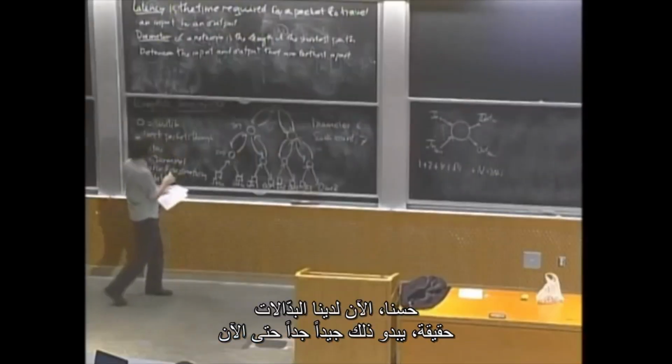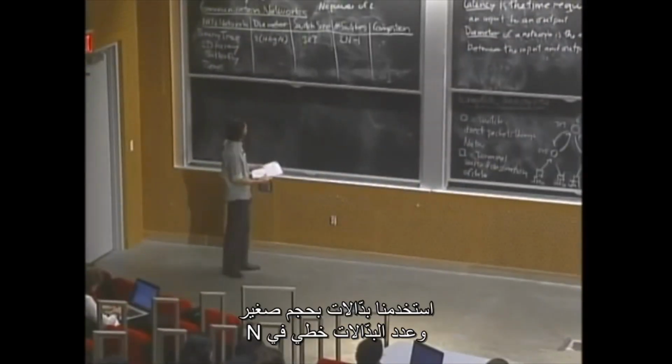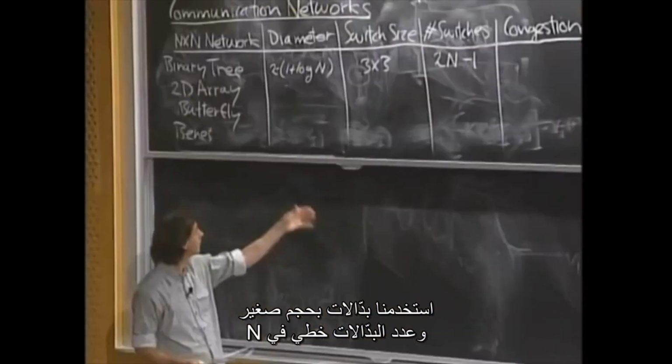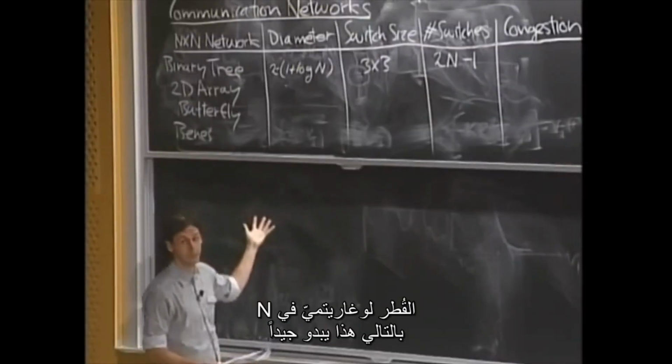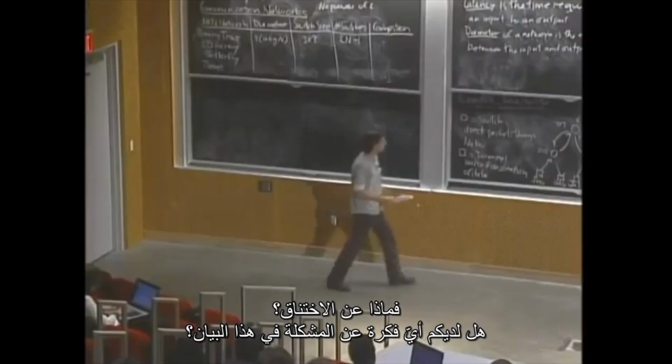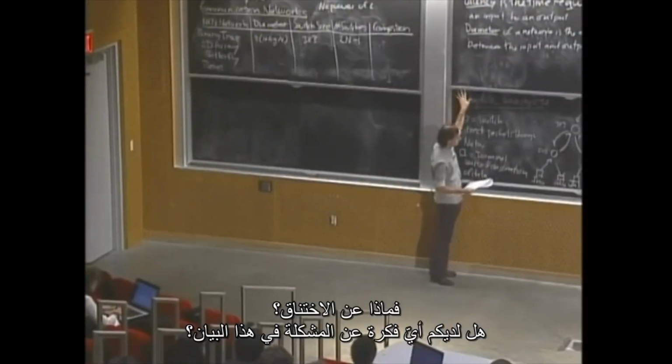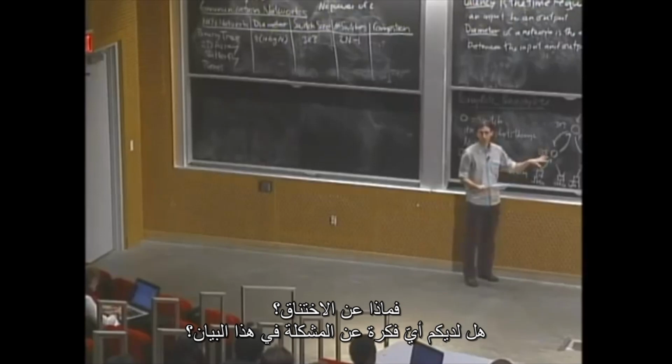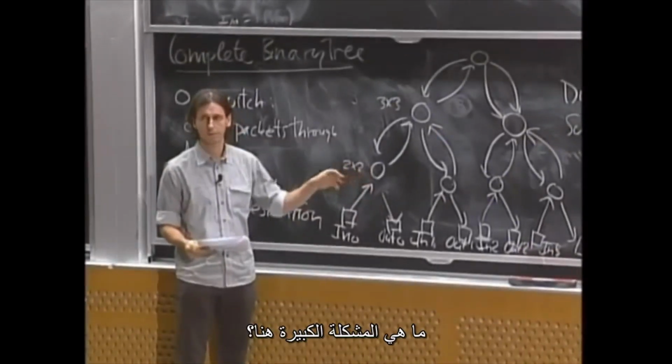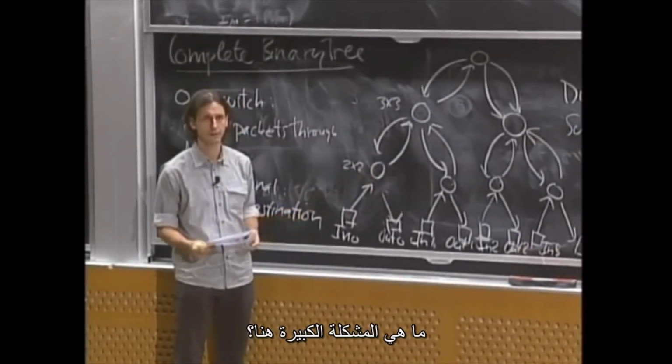Okay, so now we have the switches. So far this looks pretty good actually. We use small switch sizes. The number of switches is linear in n. Diameter is logarithmic in n. So that sounds good. So what about congestion? Do you have any idea what's the problem with this graph? What is the big problem here?